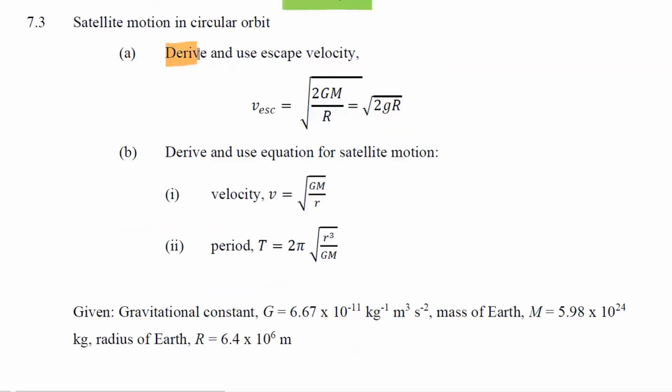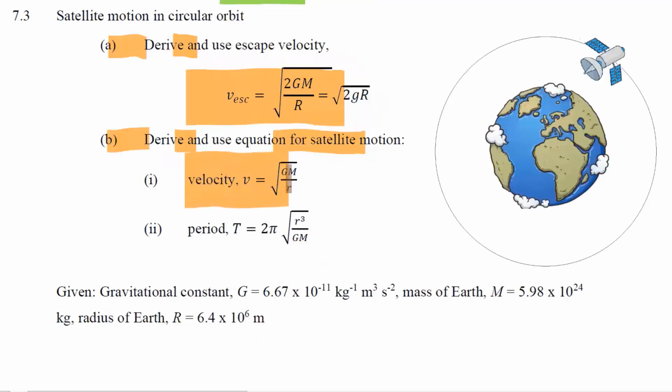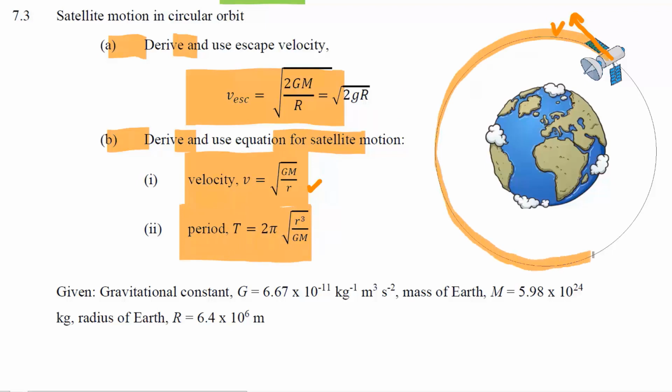Now I want to focus on 7.3. Here we have to know how to derive the escape velocity like this. And then we also have to be able to derive the velocity of a satellite, v equals surd GM over r. Here is the direction of the velocity, always tangential to the circular motion. And we also have to know how to derive the period of a satellite that's orbiting the planet like this. Other than that, we also have constants. We have G, mass of the Earth, and radius of the Earth.